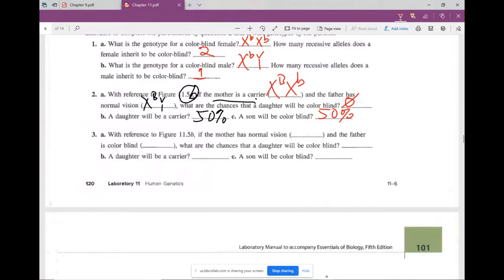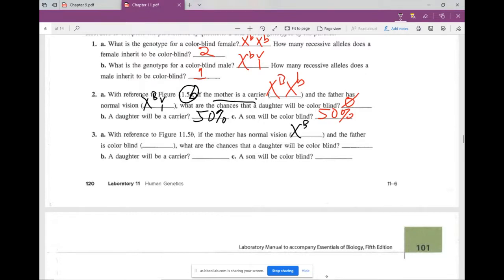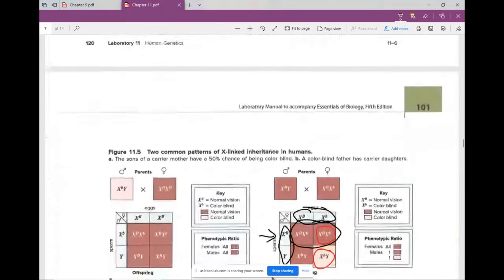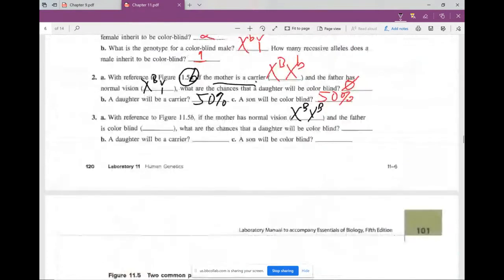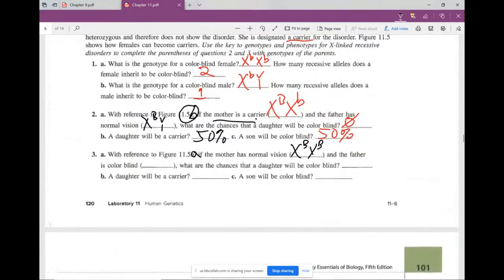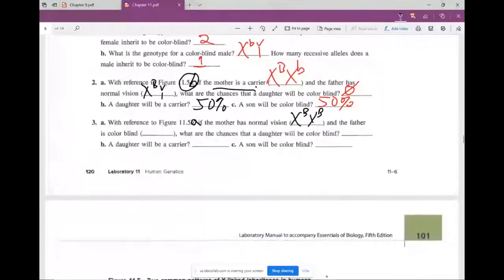With reference to 11.5b, if the mother has normal vision, okay, so now we know this is actually 11.5a. They made that mistake. If the mother has normal vision and the father is colorblind, this one, what are the chances that the daughter will be colorblind?